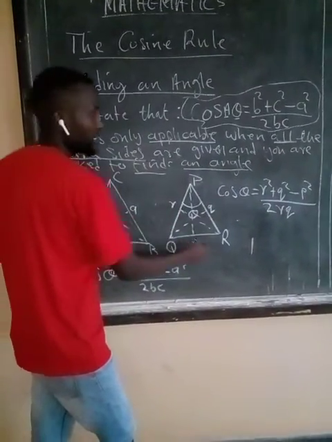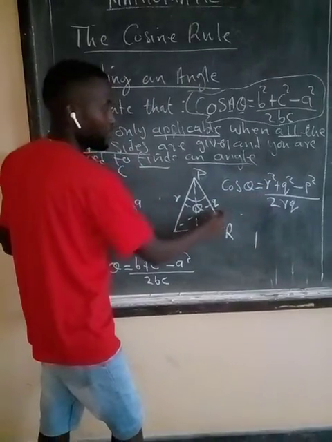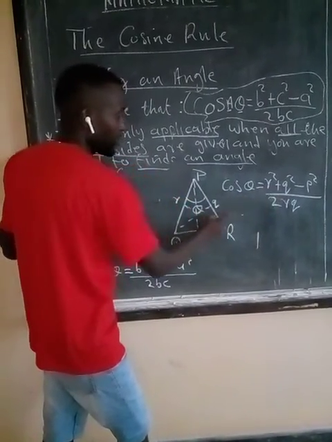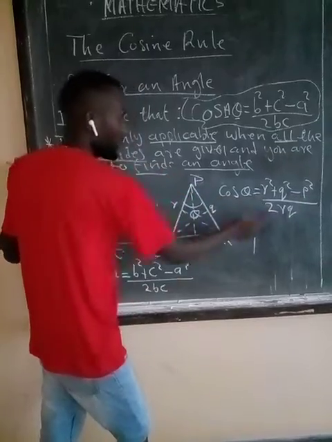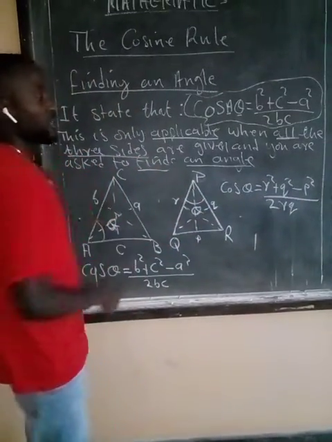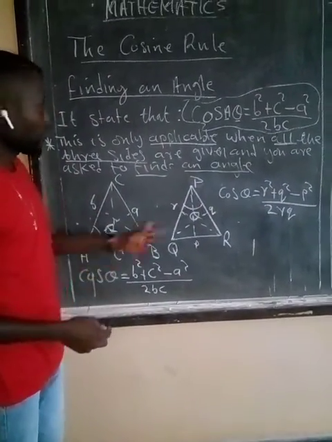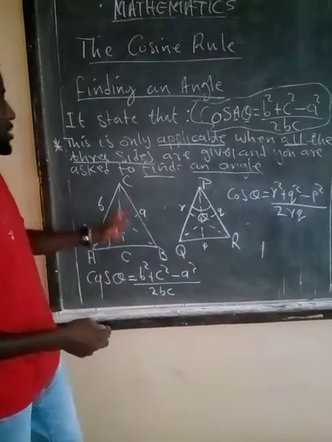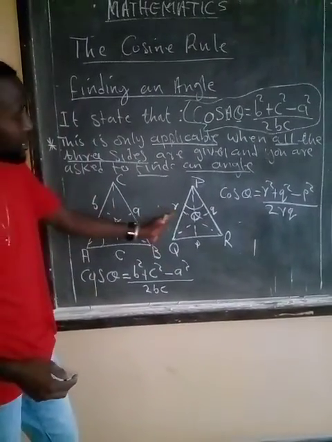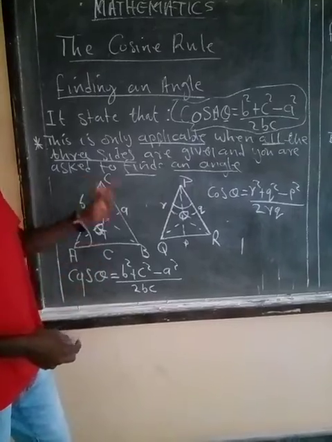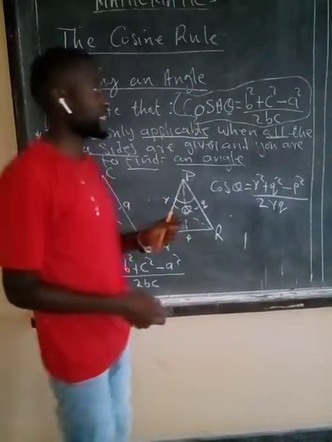So if I'm given all the three sides, I just have to replace. What is my R? I'll be given it, I replace. What is my Q? I'll be given it, I replace. My P, I'll be given. I just replace and punch in my calculator and get the correct answer. So this is the formula that you apply when you're given the three sides and you're asked to find an angle under the cosine rule. Let's quickly look at the example.